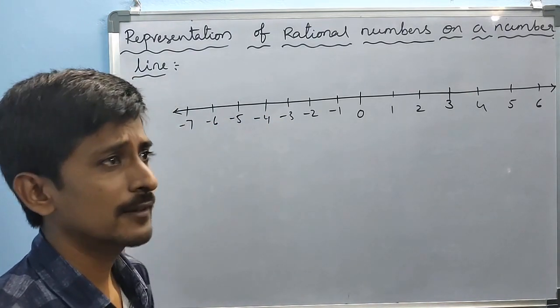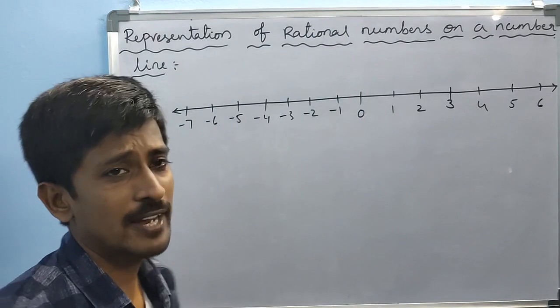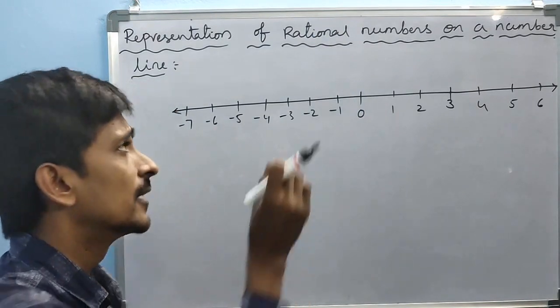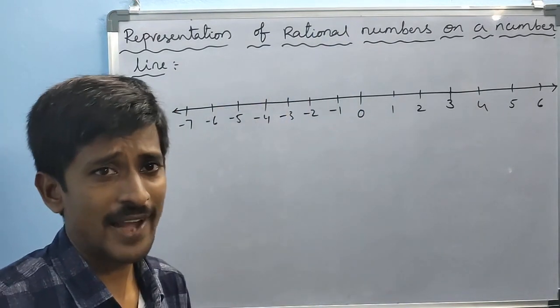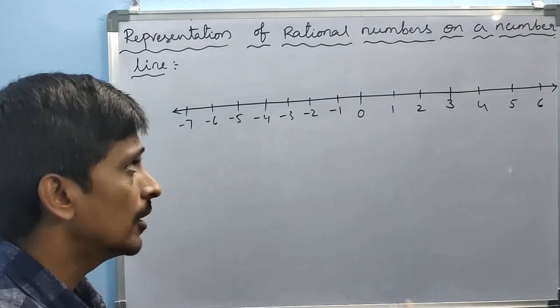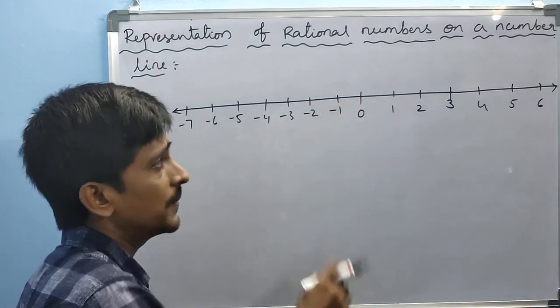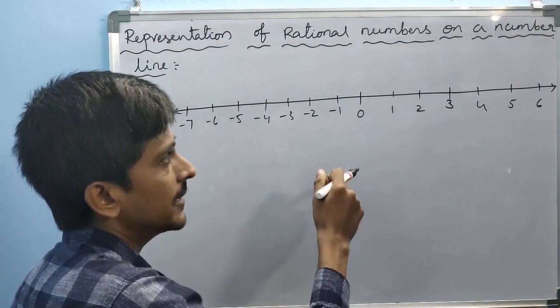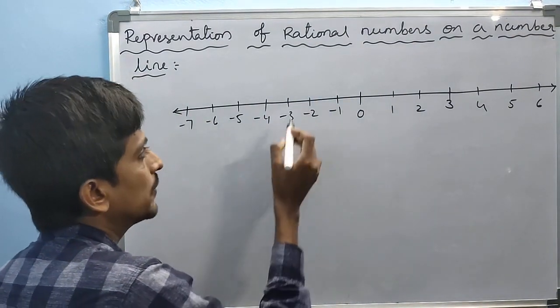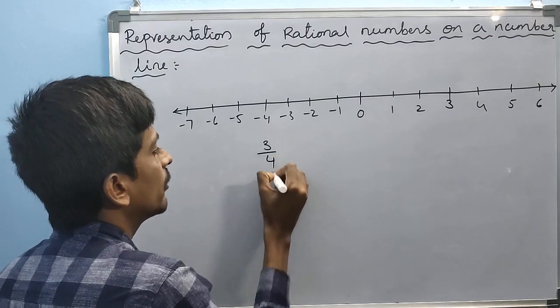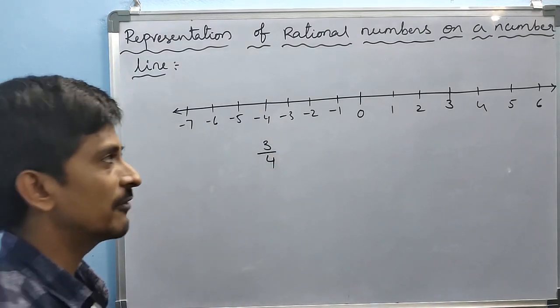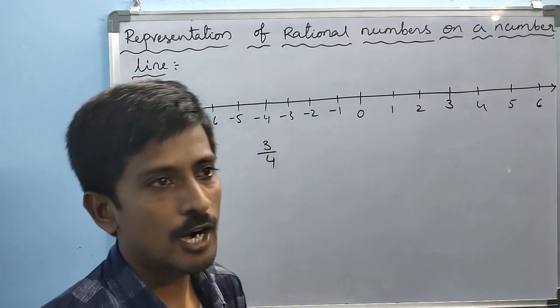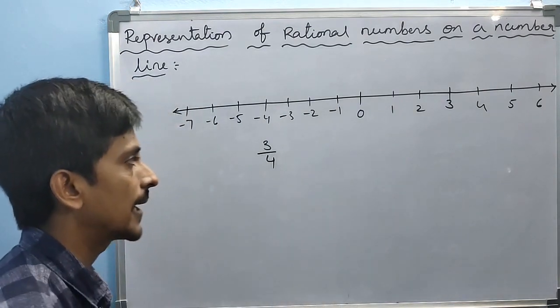In this number line, for example, a rational number is given. How to find the rational numbers? That means fractions. Fractions means decimals. So, how to find the rational numbers on a number line? For example, 3 by 4. Where is the 3 by 4 on a number line? How to find the 3 by 4 on a number line?